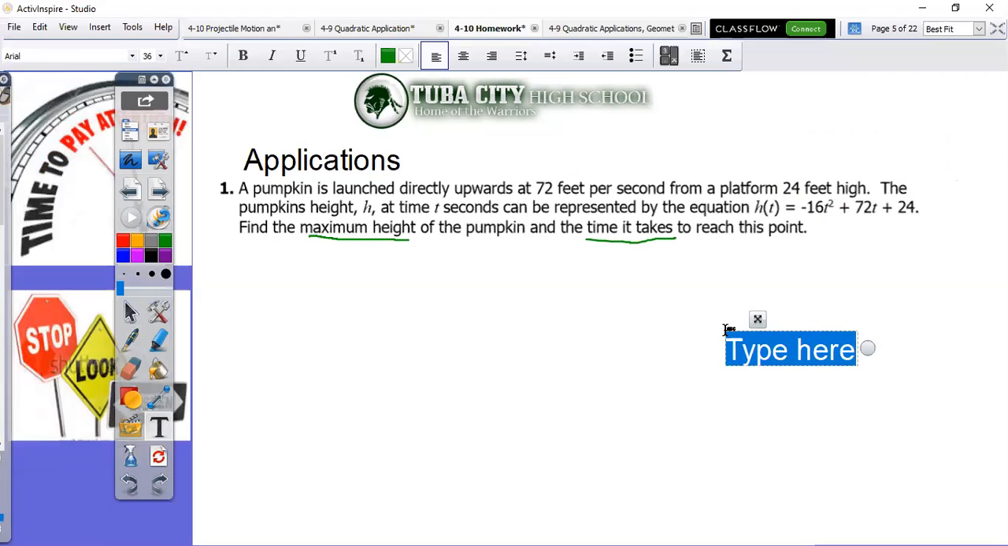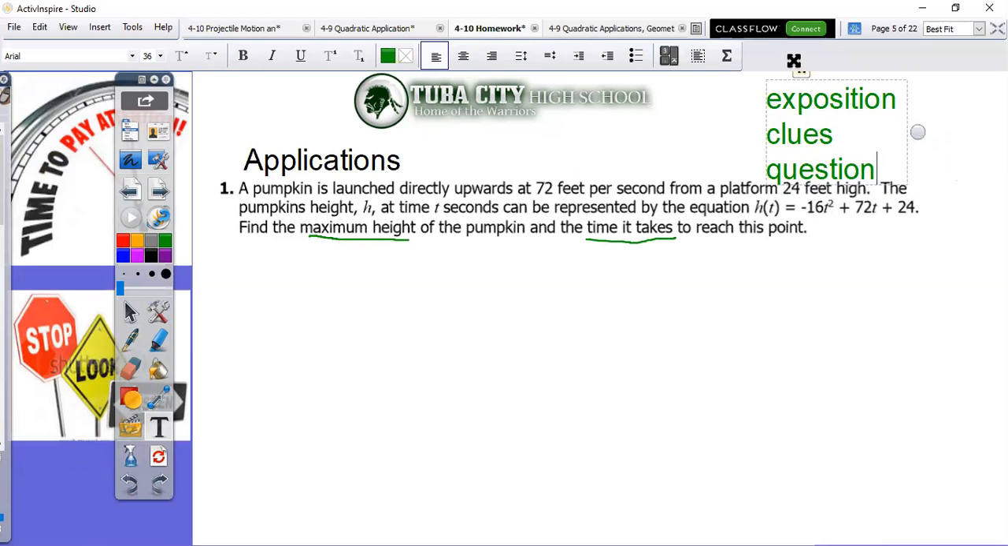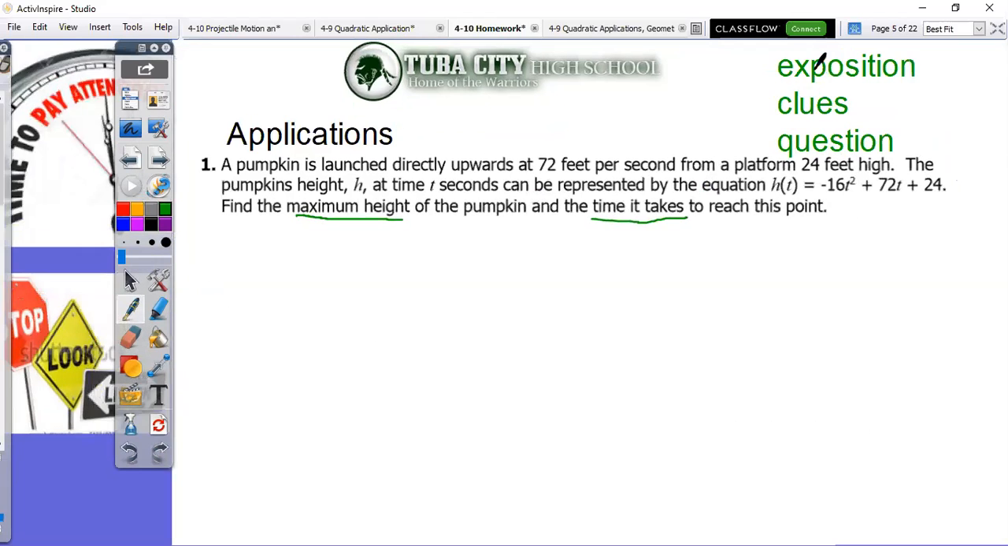So just another quick thing. Every word problem has 3 parts: the exposition, what I call the clues or clue statements, and then the question. Now, some of them are a little bit different. Sometimes they will mix it up a little bit, but nearly all word problems will have this sort of order. So exposition, it's telling us a pumpkin's being launched, and it gives us a few clues as to how to set this up, but we don't really need them because it's already set up.